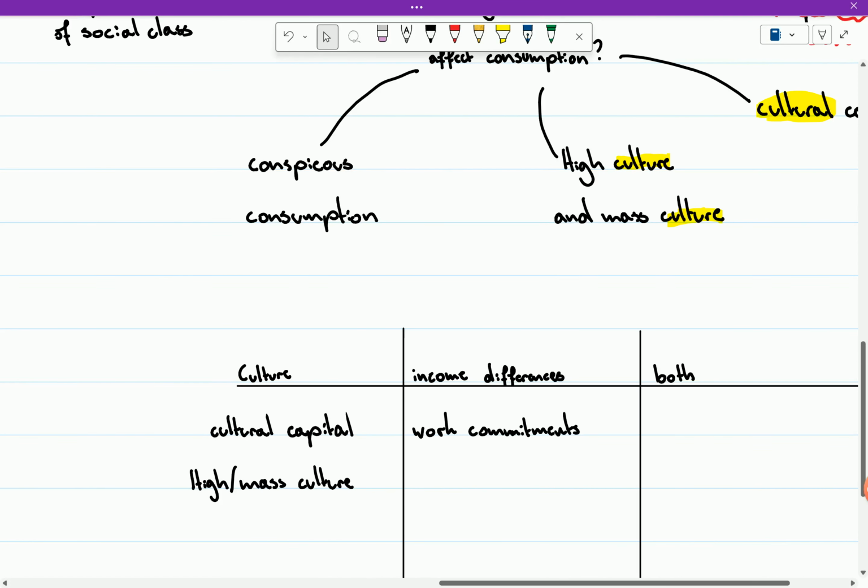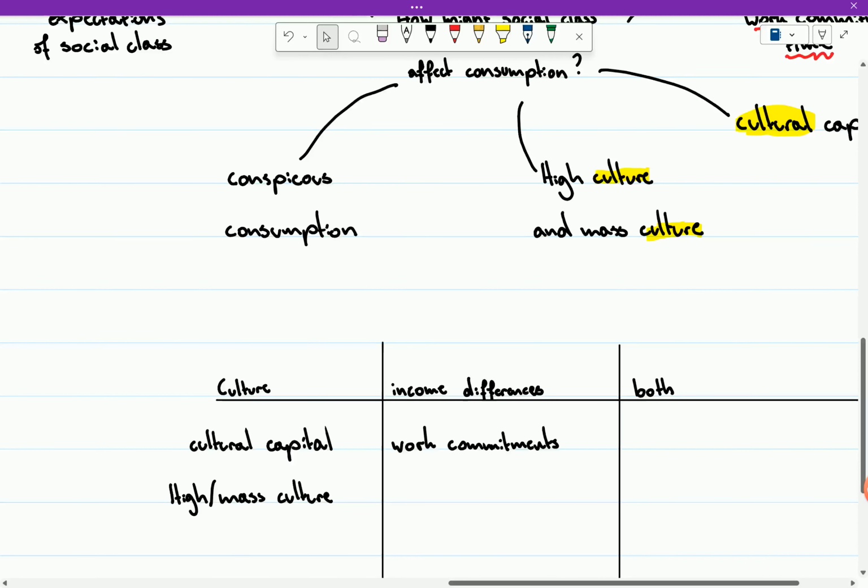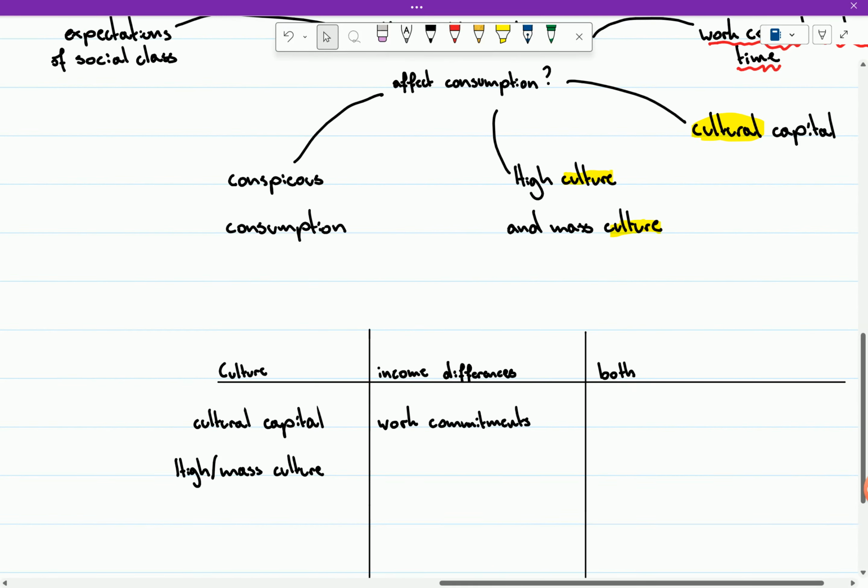Okay. As an example. So the reason why I'm showing you this is if you were to make a decision in the exam, you know that there is a stark difference between high and mass culture and work commitments. They're not the same point. They might be similar to some degree because we're talking about them in the same question, but one is based on the culture and one is based on a financial need.